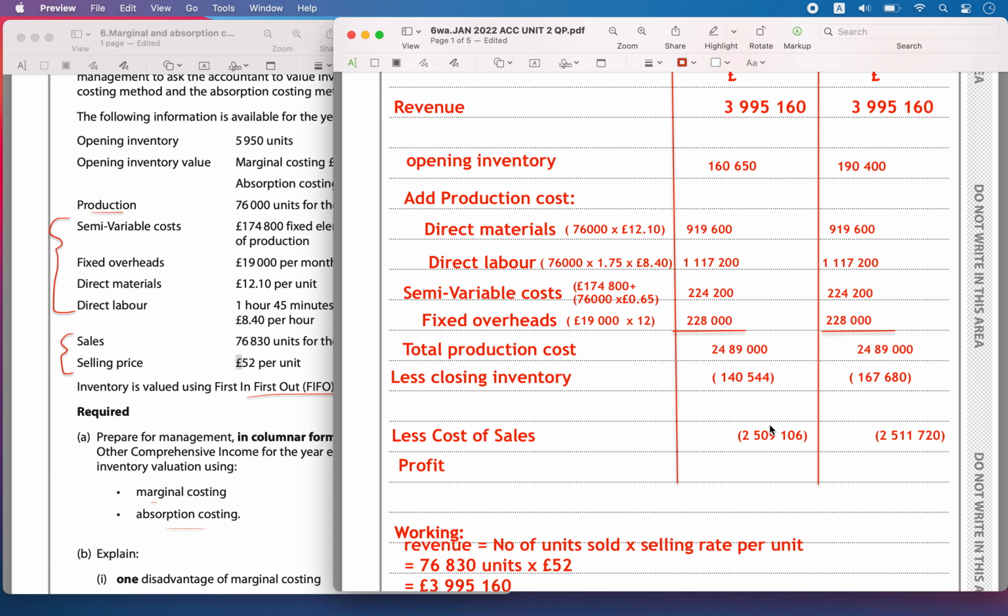Now we have to calculate the profit. So let's increase the size here. This was the cost of sales. Now let's calculate the profit. The first one is 3995,160 minus 2509,106. So that is going to be 1,486,054.